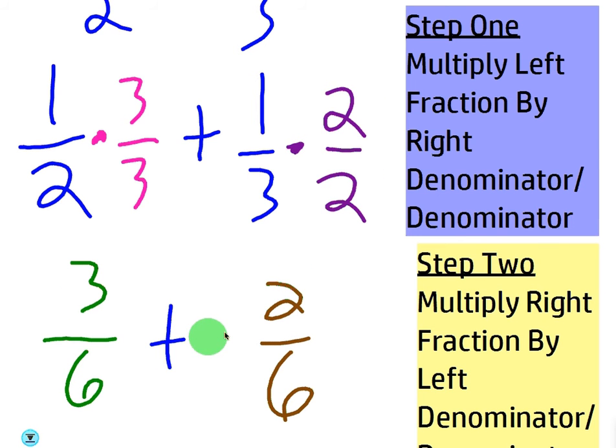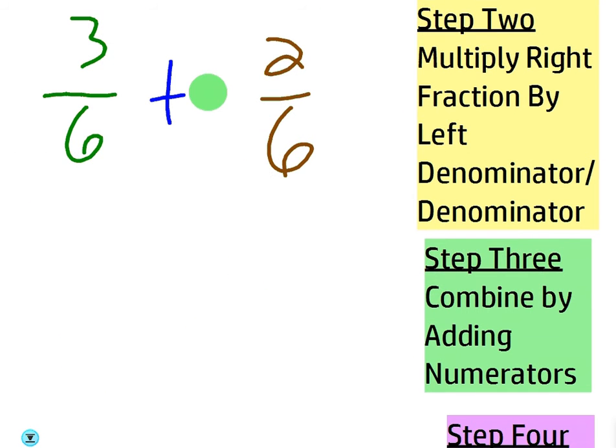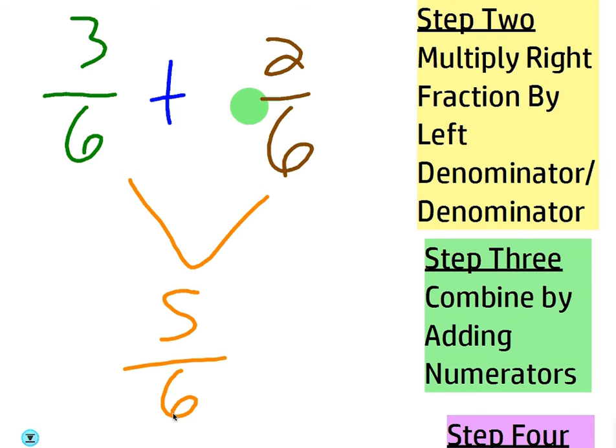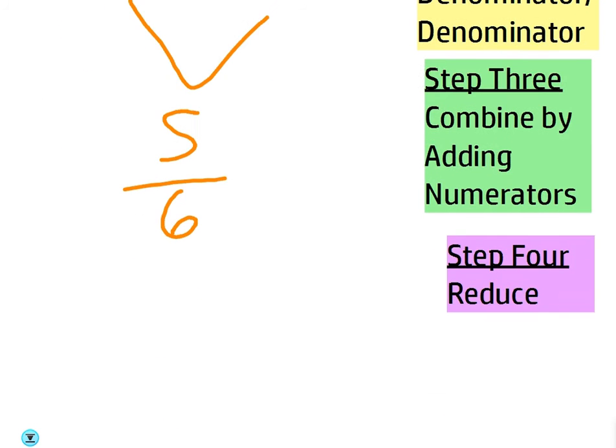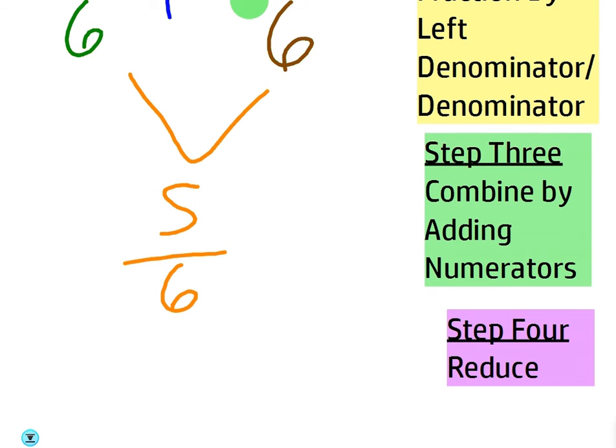If we have 3 out of 6 pieces of a cup and 2 out of 6 pieces, we get how many pieces total? Anybody? 5, combining by adding the numerators. And then sometimes you have to reduce, not in this case, okay? 5 and 6 do not reduce.